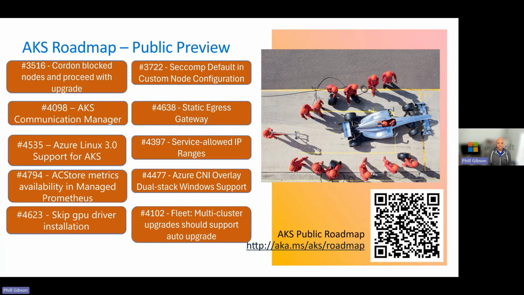I'm going to start from the left column here, walk it down, and go over to the right. First off, we have the cordon and block nodes and proceed with upgrade. This is if you get a node that gets blocked during an upgrade and it times out, this will move over to the next node, so it won't hold you up. We're looking to GA this month, within the next week or so, from the information we've been given.